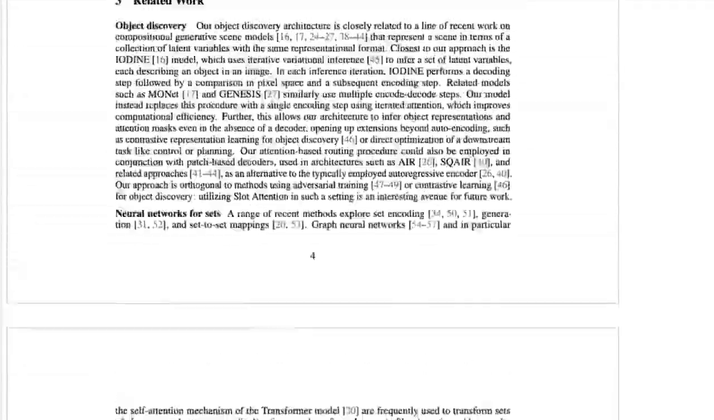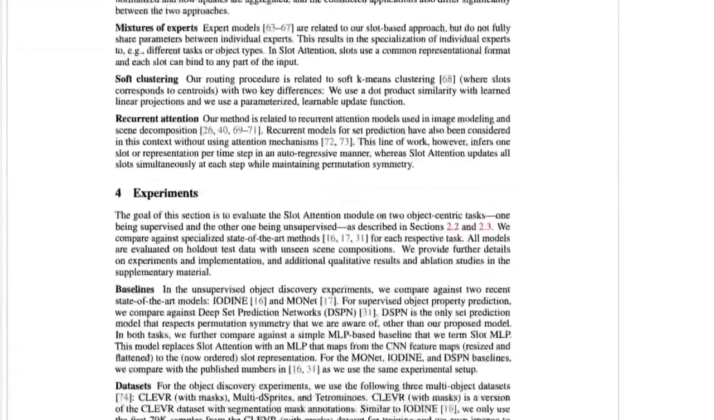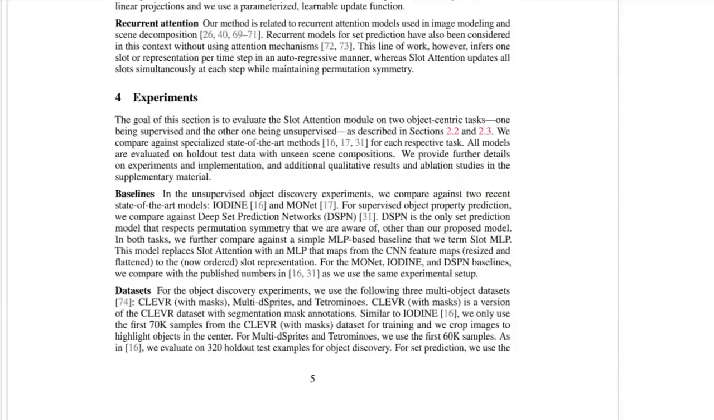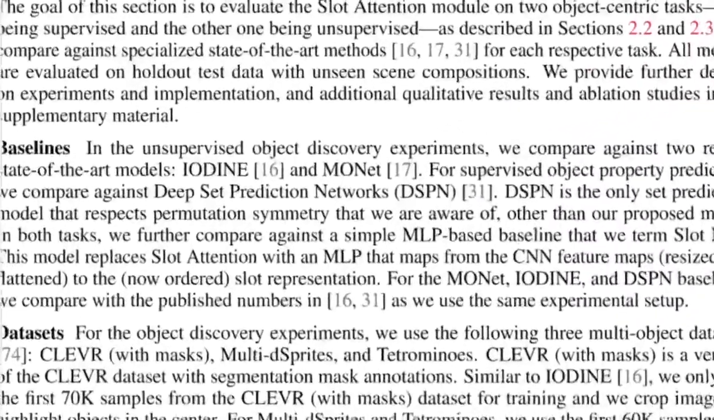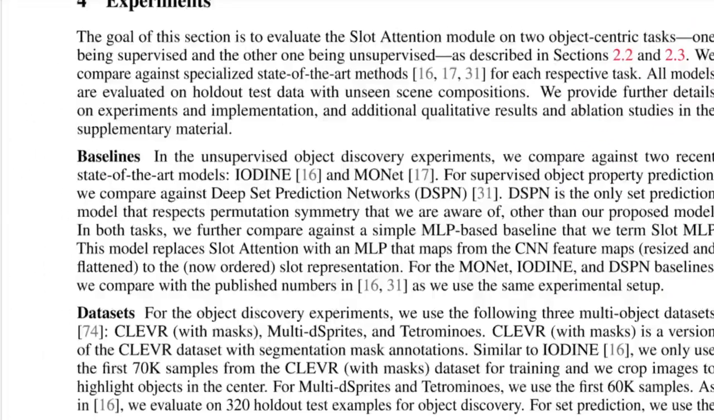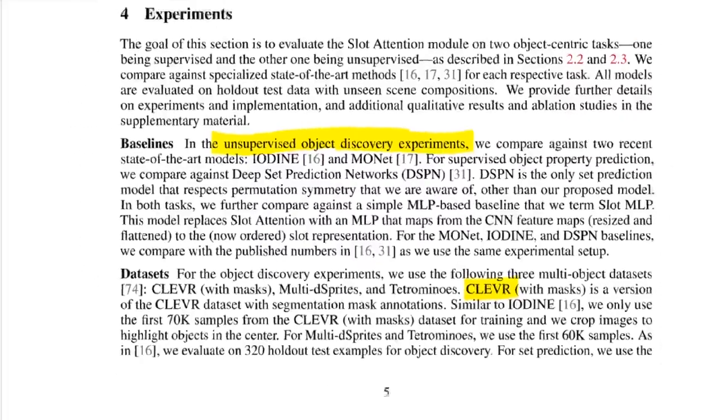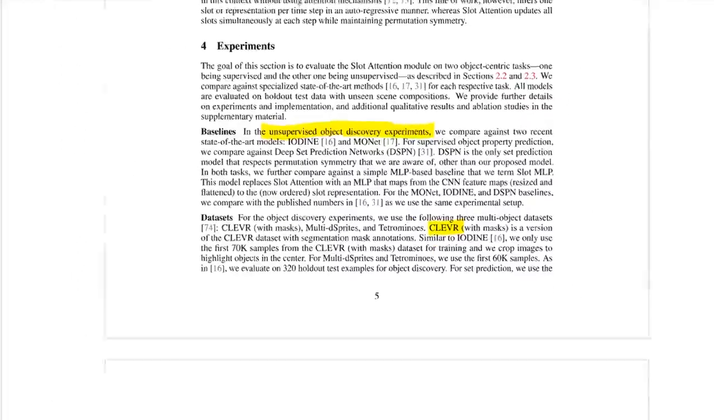They do a lot of experiments, and here is a bit where my quarrels start. So they say that they compare, for example, in the unsupervised object discovery experiments. They have this data set called Clever. And this data set has these images with, I believe Clever 6 has up to 6 different objects.